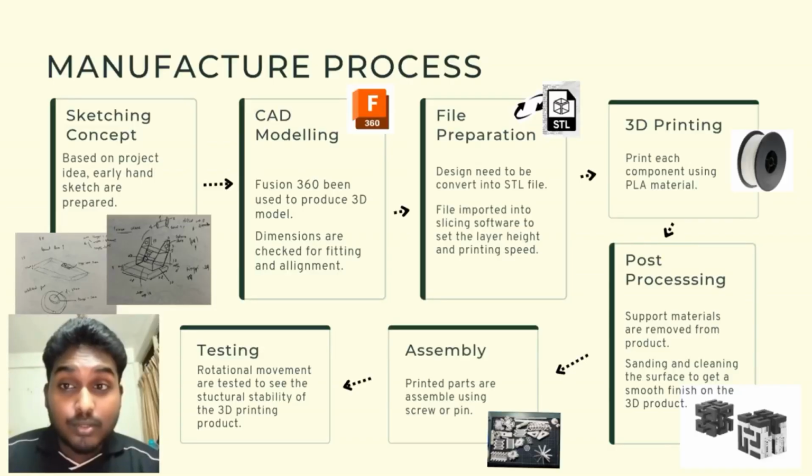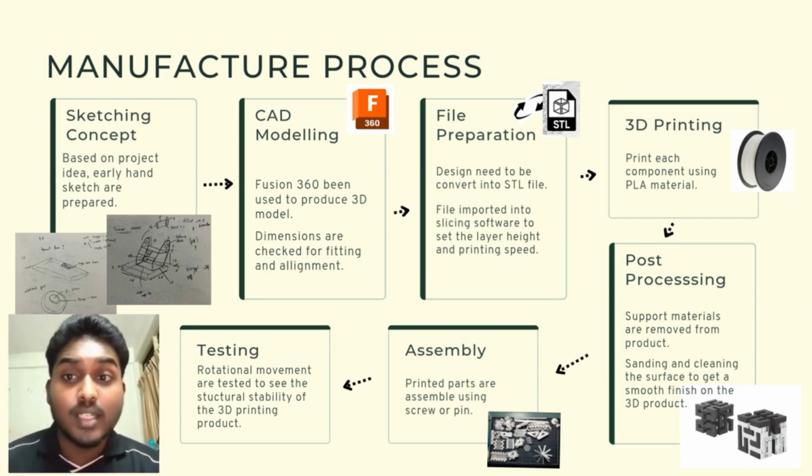Everyone, so my topic is the manufacturing process. So we have 7 processes here. First process, I'm going to explain about the sketching concept. Below you can see the sketching, and the meaning is it's based on the project idea, early hand sketch, and also the sketches are prepared down there, you can see.